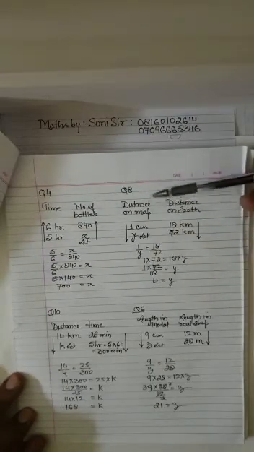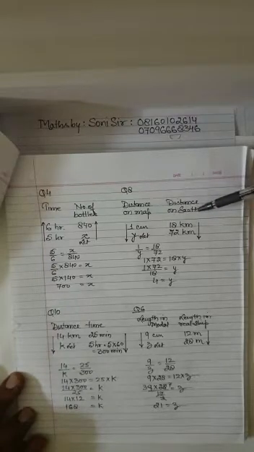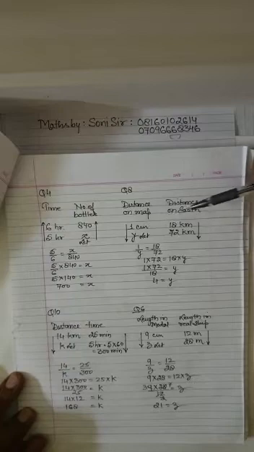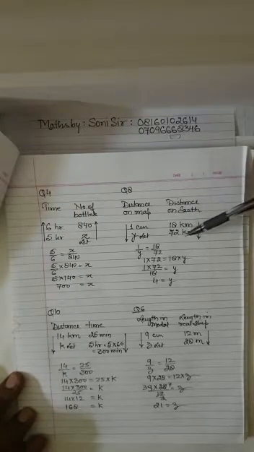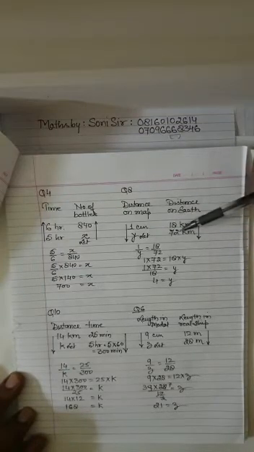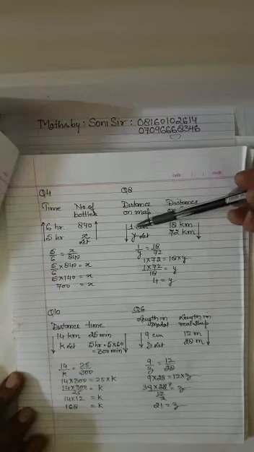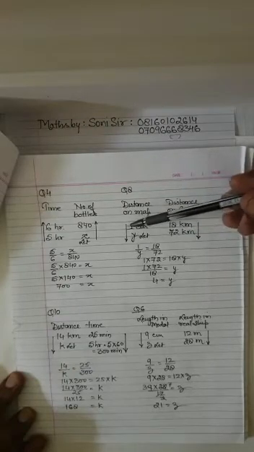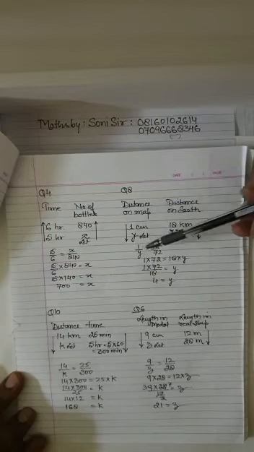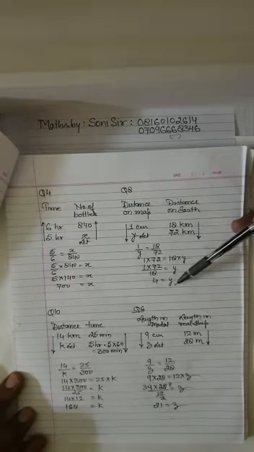Come to the second sum. Here he is saying distance on the map and distance on earth. On the map, 1 centimeter is representing 18 kilometers on earth. So for 72 kilometers, how much distance will there be on the map? Naturally, for more distance, the map distance will be more. So this quantity will be more as compared to the 1. So I marked the arrow from lower to upper, lower to upper. Again, lower to upper is equal to lower to upper. Cross multiplication, y is coming 4.